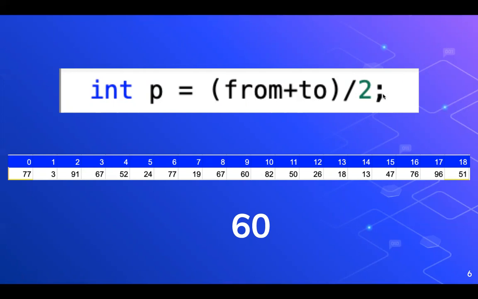And then I divided it by 2. So here we can do 0 plus 18, which is 18, divided by 2 is 9. So we look at the 9th index, and the value here is 60. So 60 would have been our original middle pivot.